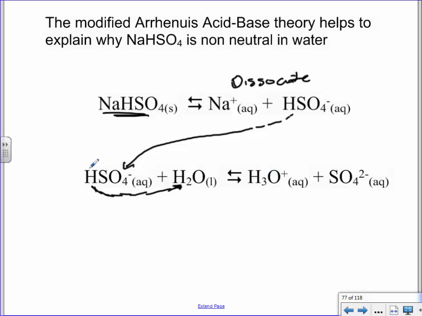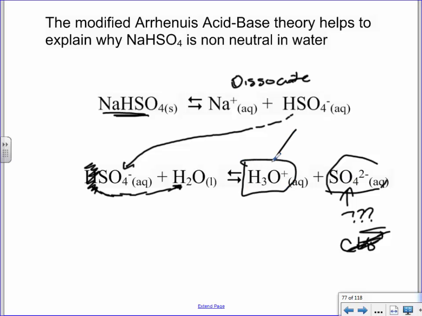Key question though, what happens when you rip the hydrogen off of this guy right here? Well, it gives you SO4 2 minus. Is this a valid thing? Is SO4 2 minus an actual thing? Yeah. Okay. Is CH5 plus a valid thing though? So since this one right here is valid, then, hey look, I was able to prove that this thing is acidic.